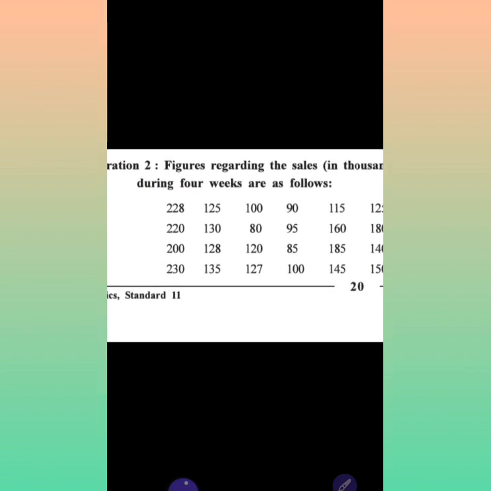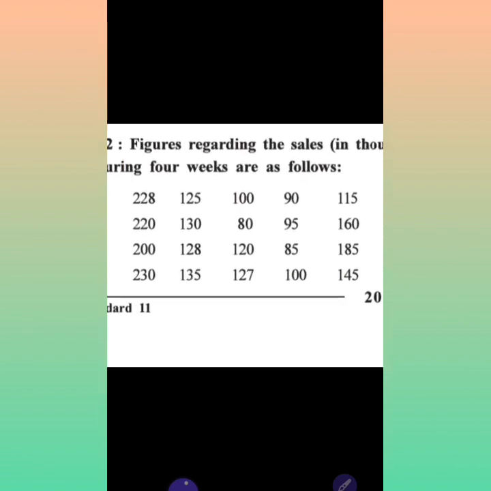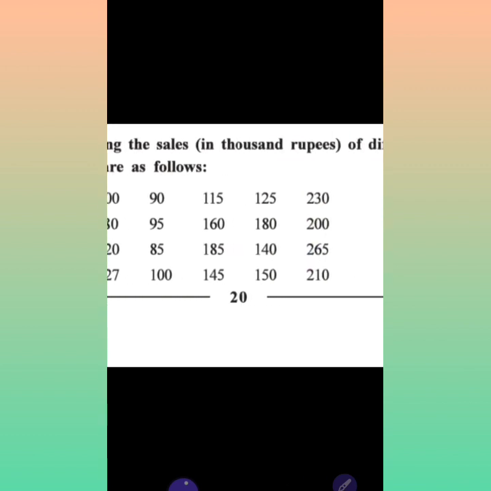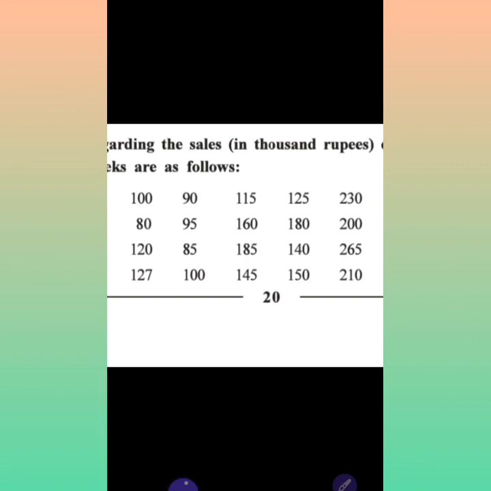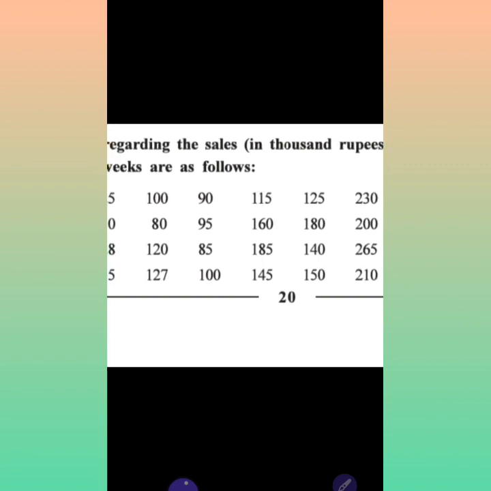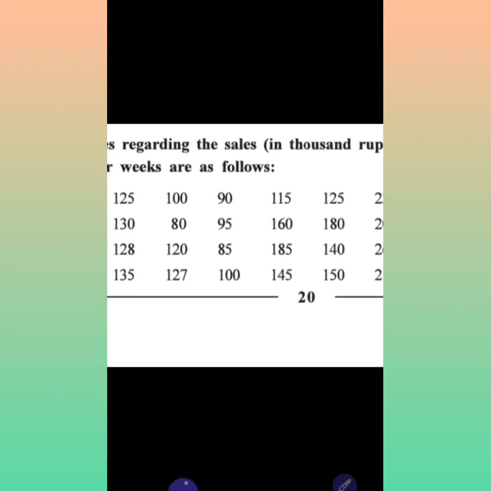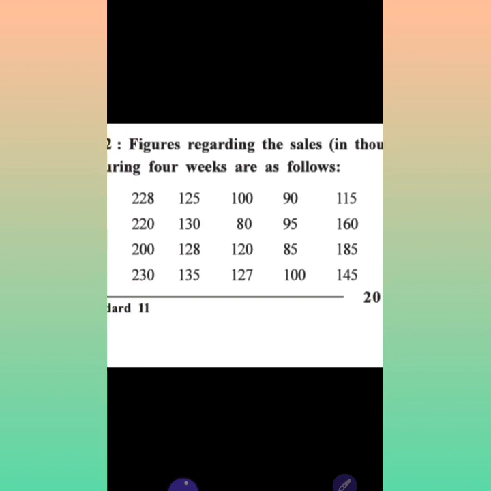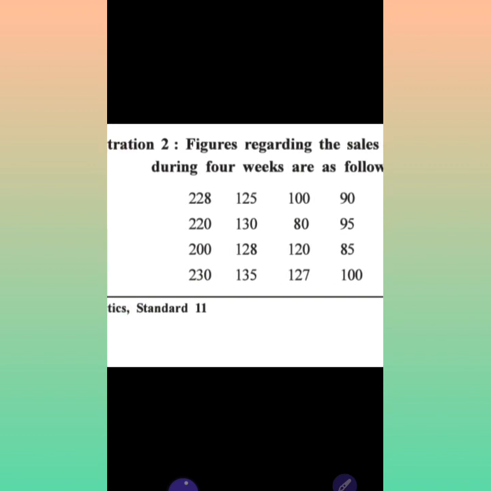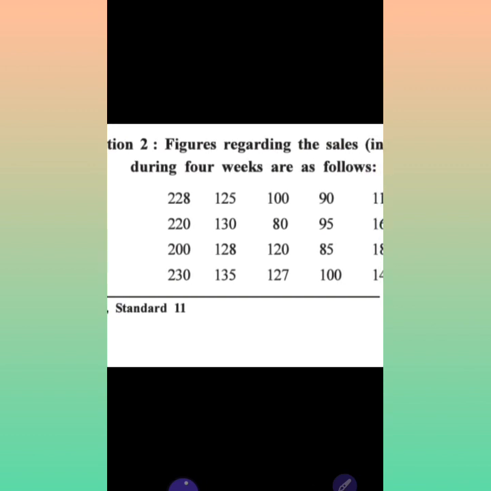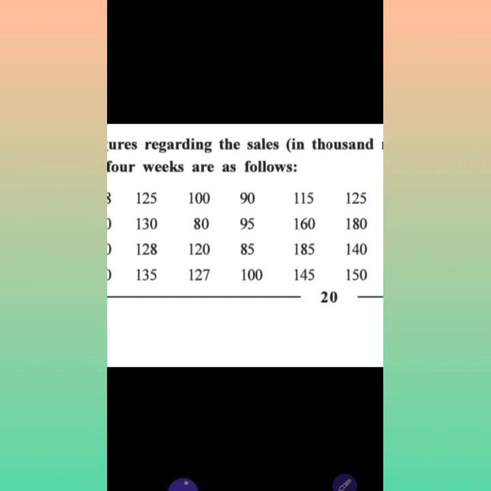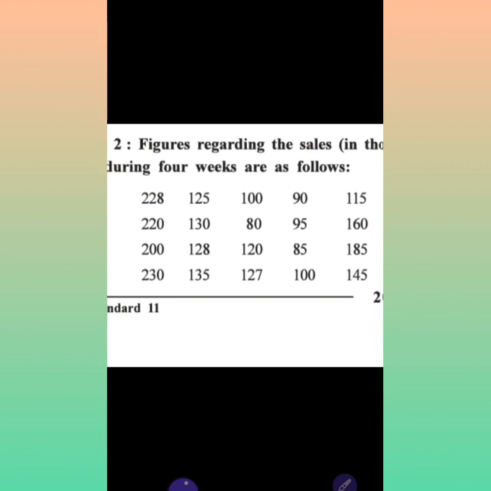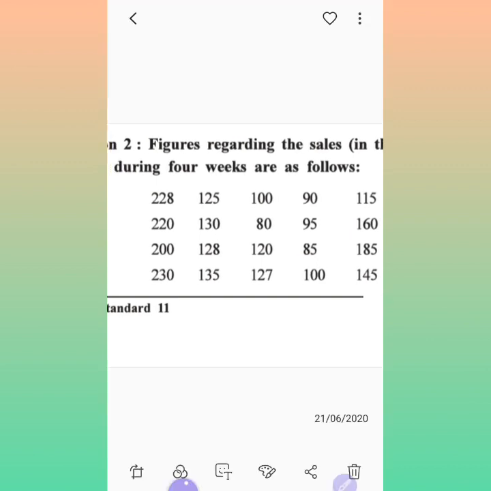Here, children, you will find that the highest number is 265. If you see every range of the numbers, you will find the highest number has come up to 265. And what is the lowest number? The lowest number is 80. The highest number is 265 and the lowest number is 80.